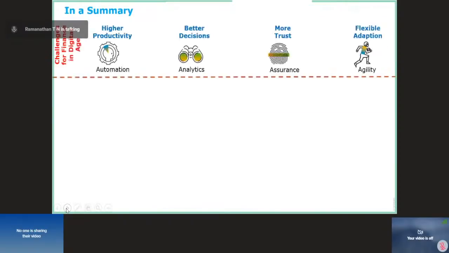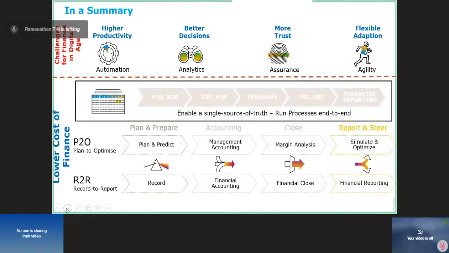That's it. When you look at this sort of a structure, the overall part of it, we have those 5 pillars we talked about, aiding the whole function. While the business has challenges in terms of productivity, the need to take better decisions, the need to have more trust, the need to be flexible.